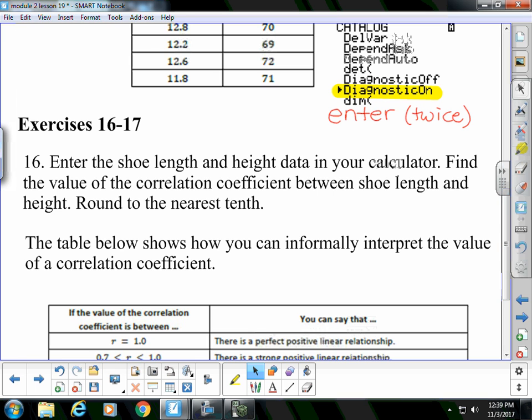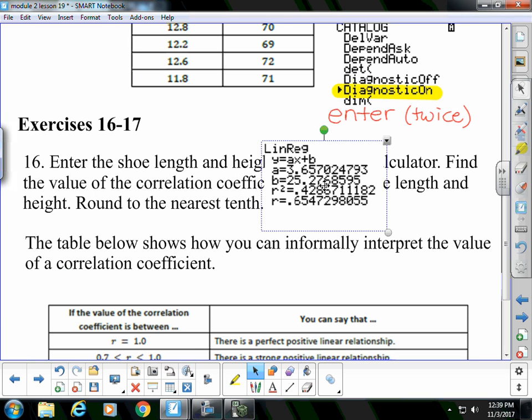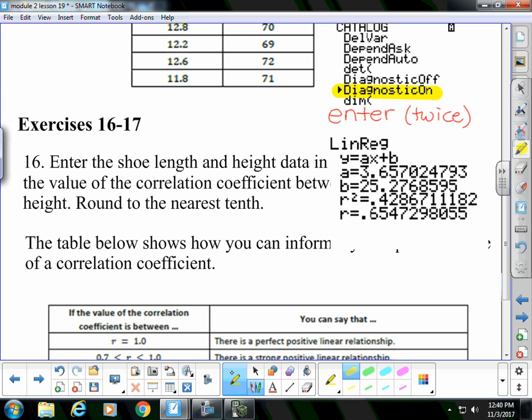Okay, so it says enter the shoe length, the height in your calculator, find the value of the correlation coefficient. So to do that, we're going to actually find the equation as well. When you go to find the equation, this time there's going to be more information than has been in there in the past. We're going to do our stat, go over to calculate, and pick option number 4 like when we find the equation, but there's going to be extra information in there. Okay, so here's the information that we usually get. But notice this time there's this R value, not R squared, but R. That R value is telling you the correlation coefficient.